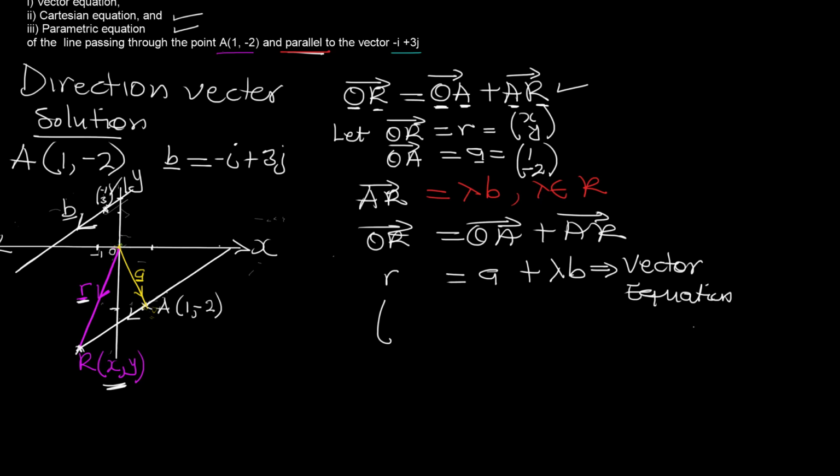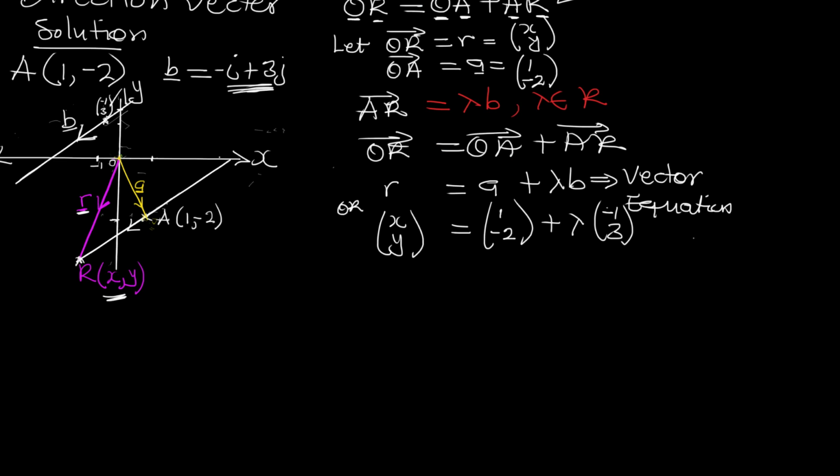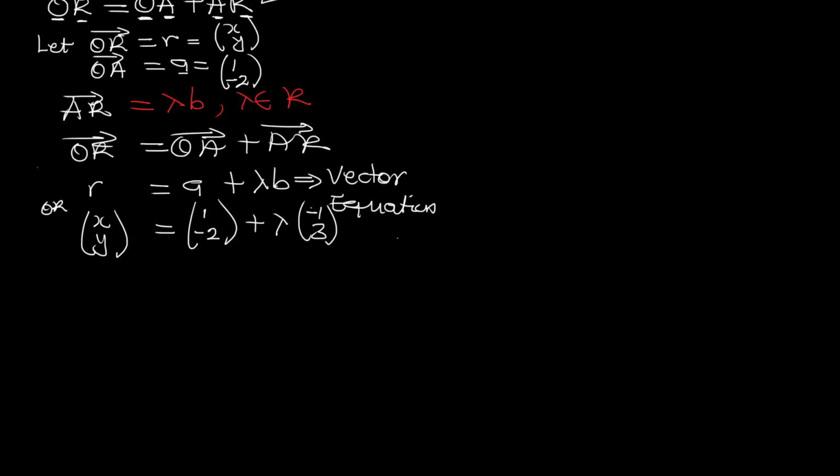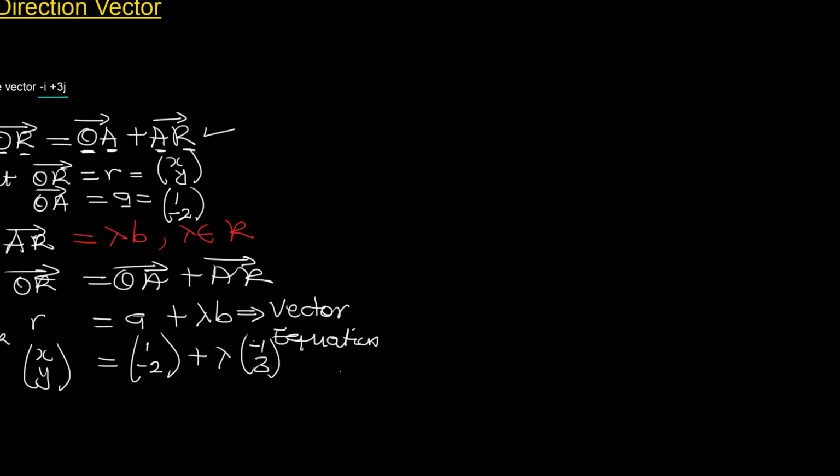We can also write it in this form: (x, y) is equal to (1, -2) plus lambda times (-1, 3). I'm taking (-1, 3) from the vector B. Now, this is the vector equation of the line. The second question says we should find the parametric equation and the Cartesian equation. First, let's find the parametric equation. So I'll first solve part three before solving part two.